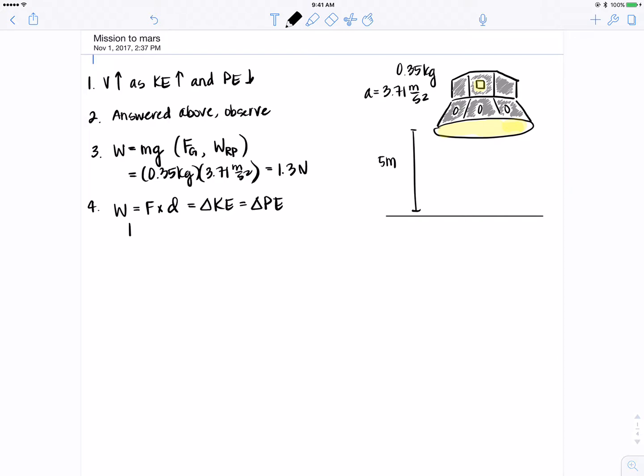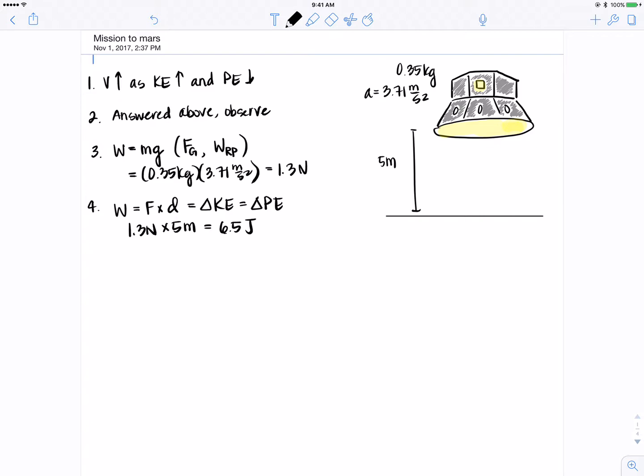So let's take our 1.3 newtons for force and multiply it by the 5 meters, and we'll get 6.5 joules. So kinetic energy increases by 6.5 joules and potential energy decreases by 6.5 joules, and the work done by the gravitational force, which is the only force acting on the object, is equal to that transfer of 6.5 joules.